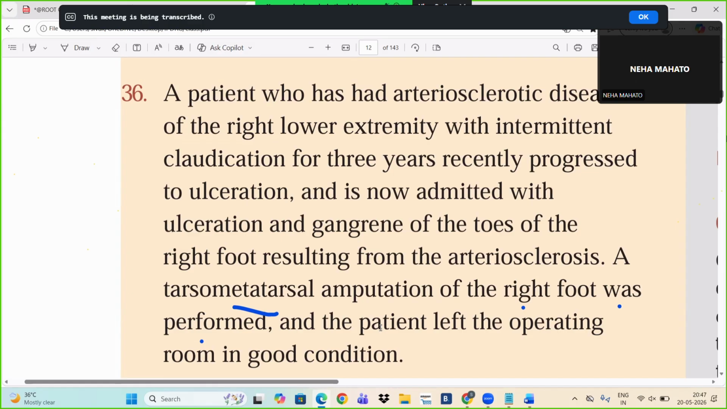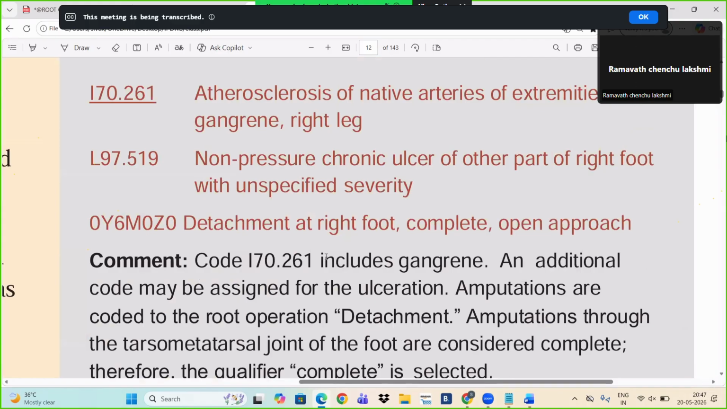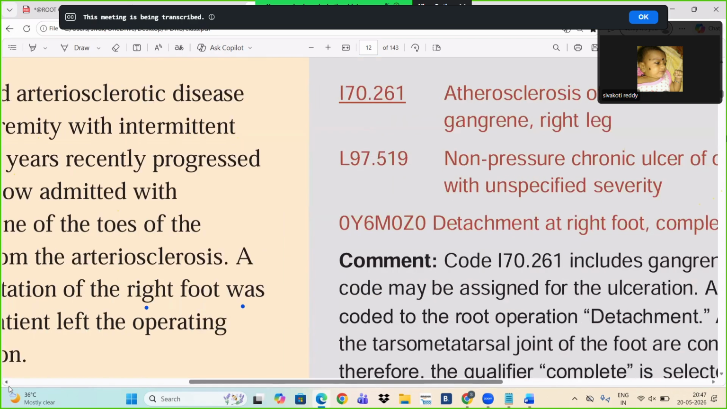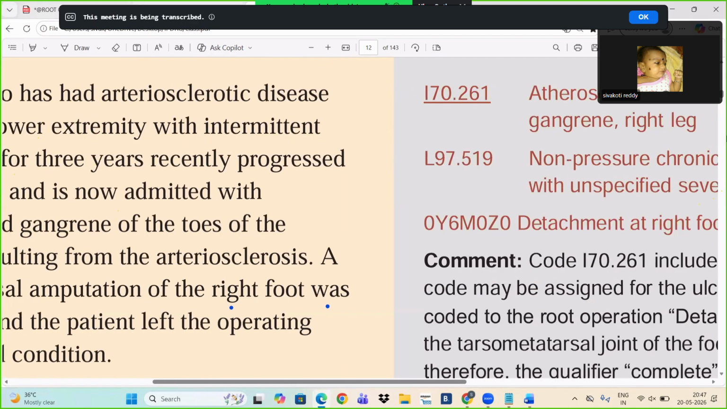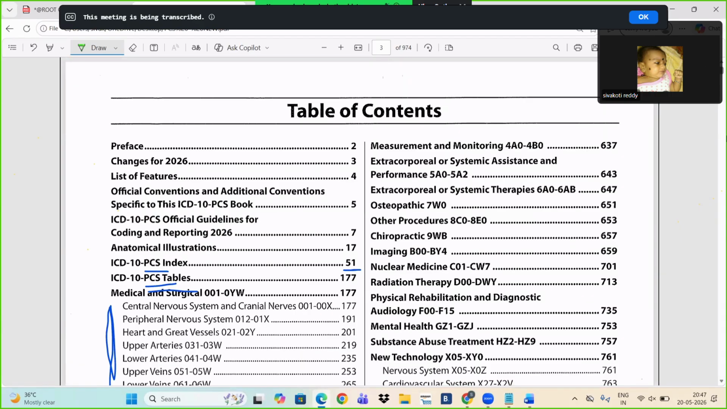Zero Y6 M0ZZ. What is the Z in the qualifier? We have Z in the 7th character. What is the Z? No qualifier. The options are complete, high, mid, low, right? Do you have a no qualifier option in 0Y6? I think no.